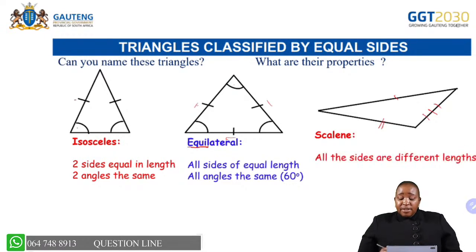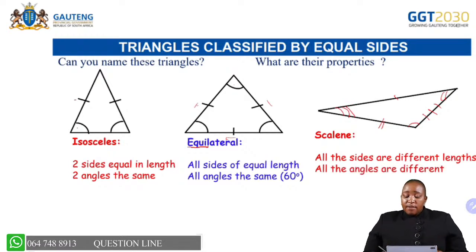Now with a scalene triangle, what do we notice? That none of the sides are the same, right? So none of them have the same length. And we can also tell that, in that case, the angles will also be different, right? So it will have all sides that are different, and it will also have different sizes for the angles, okay?